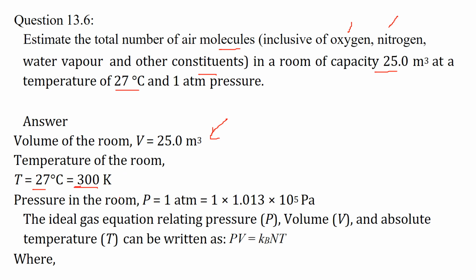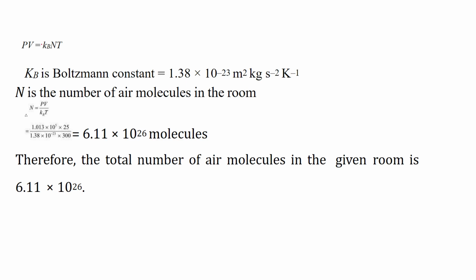Now what is the pressure of the room? It is given as 1 atmosphere. So 1 atmosphere can be converted to Pascal by multiplying this factor. Now the ideal gas equation, which relates the pressure, the volume and the temperature, gives you PV = N k_B T. k_B is the Boltzmann constant, this value. Now we have to find out this N. So take N on one side, others on the other side. All these values are known to us. Just multiply them, you get 6.11 into 10 to the power 26. So the total number of air molecules of the given room is this much.